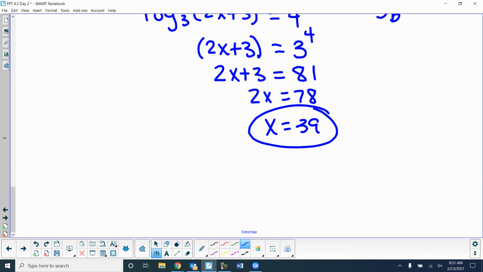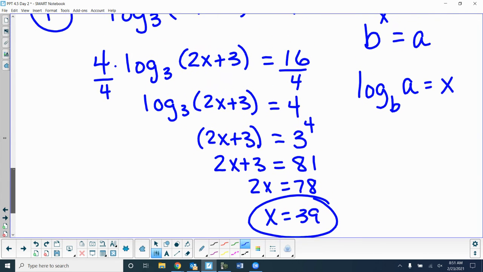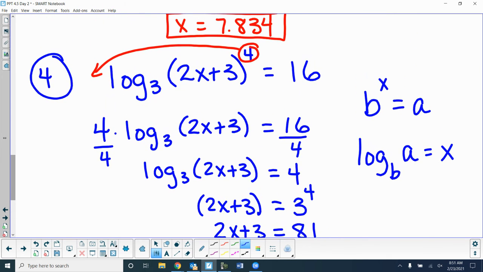All right, so again, I like moving this exponent in front, that 4, and taking it to the other side. So I got 3 to the 4th. 81's a lot smaller than 3 to the 16th. And then I got something to the 4th power. How do I get rid of that 4th power if I'm solving an equation?